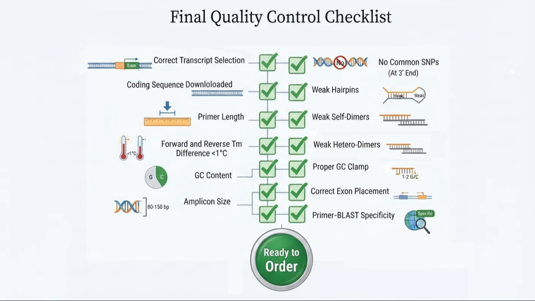No common SNPs in primer binding sites. Weak hairpins. Weak self-dimers. Weak heterodimers. Appropriate GC clamp. Primers span an exon junction, or are located in different exons. Primer Blast confirms specificity. If every box is checked, you're ready to order your primers.